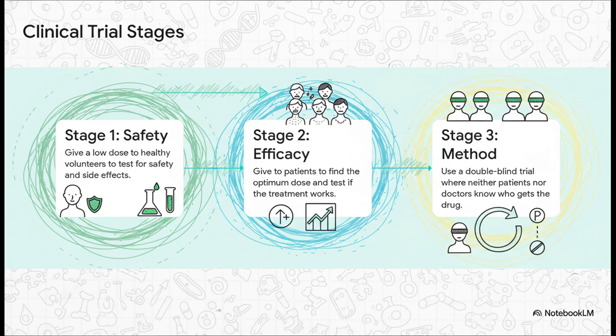Stage 1. It's all about safety. You give a very low dose to healthy volunteers just to check for side effects. Stage 2, then you move on to patients who actually have the disease to find the best dose and to see if it even works. And stage 3, this is for the top marks. You describe the method. You have to mention using a placebo in a double-blind trial where nobody, not even the doctors, knows who's getting the real drug. Nailing these stages in order is how you get all 6 marks.